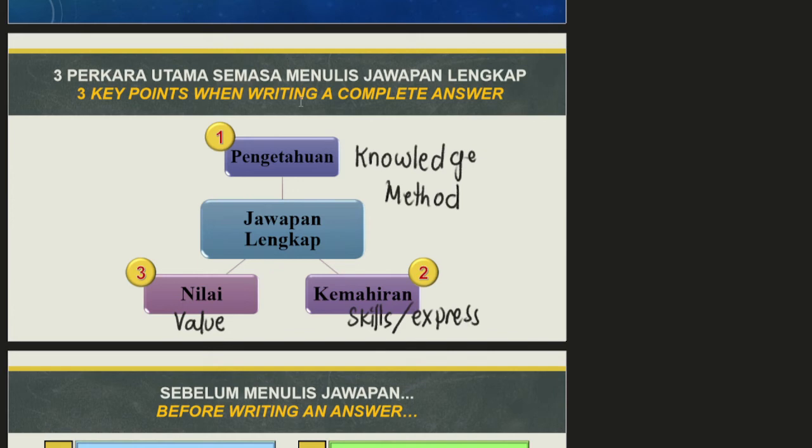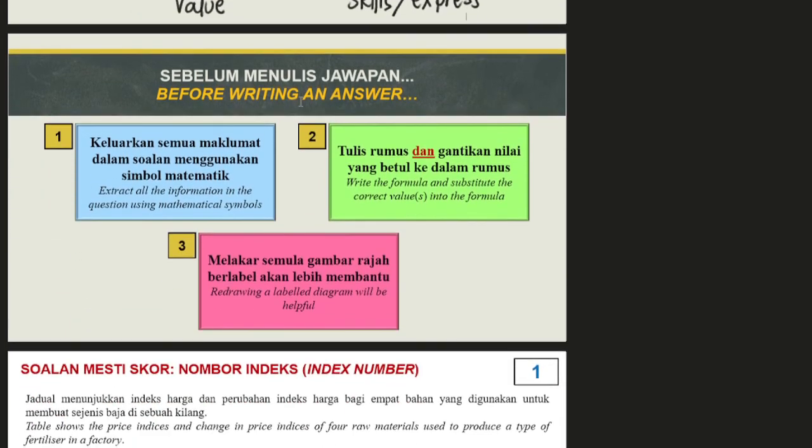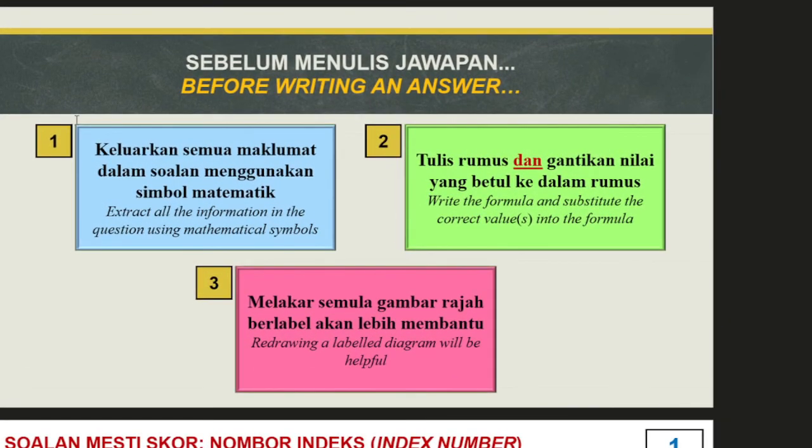Okay, so now let's look at how you should have your thought process before you write your answers. Let's read through the first one. Extract all the information in the question using mathematical symbols. Make sure you have all the information. Second, write the formula, substitute the correct formula.